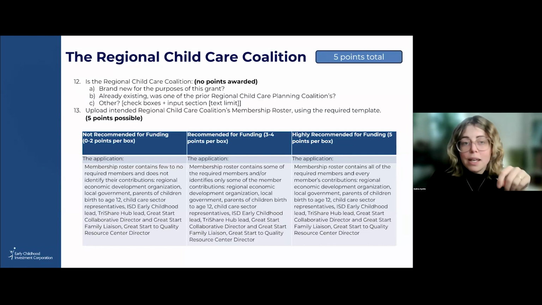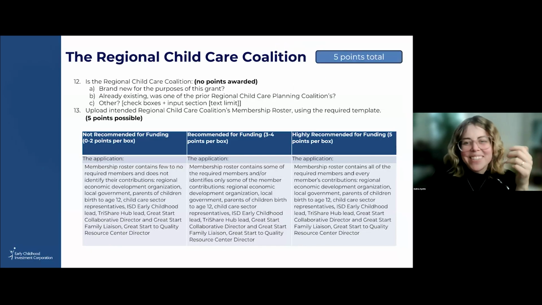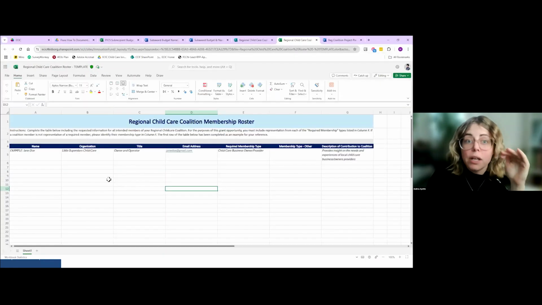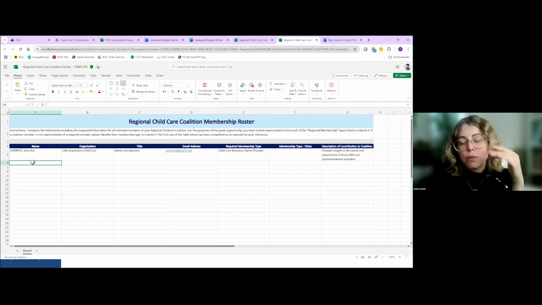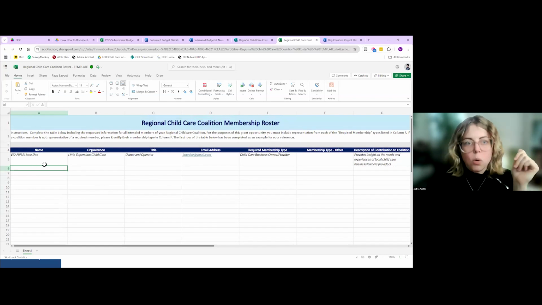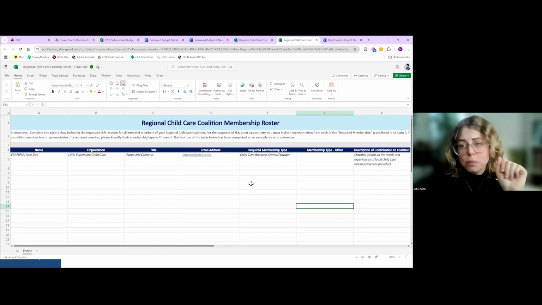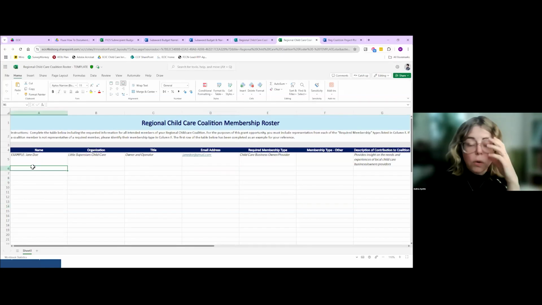What we want to see in the membership roster, we have a template provided that you are going to upload, and there's a section in the application to upload. We want to see representation from every single one of the required members. So we're going to be looking through that membership roster to see if you've selected each type of required member that you need, and we're going to score it accordingly, or we're going to reach out to you and ask you for more information if you can add further membership types to make sure you're hitting every single one of our required members.